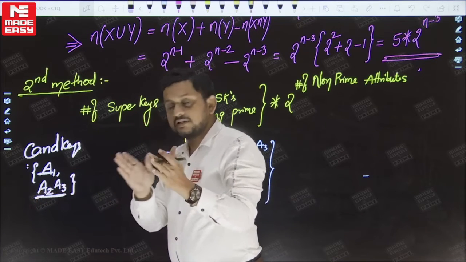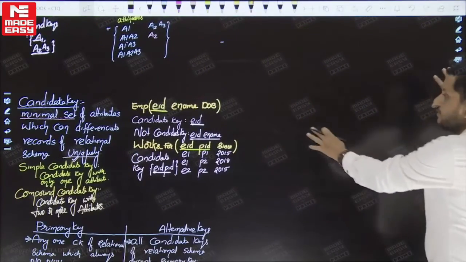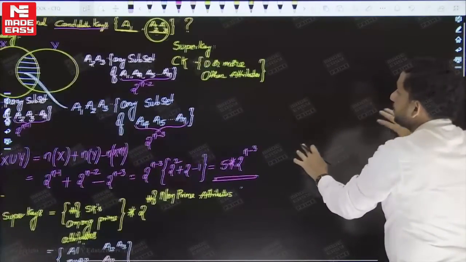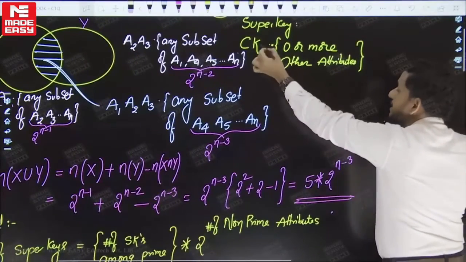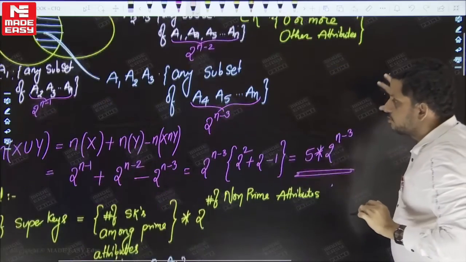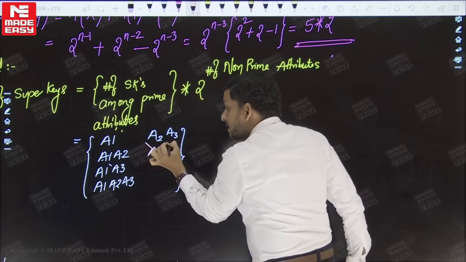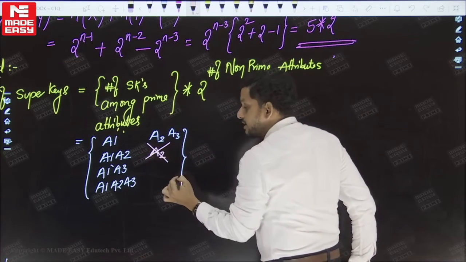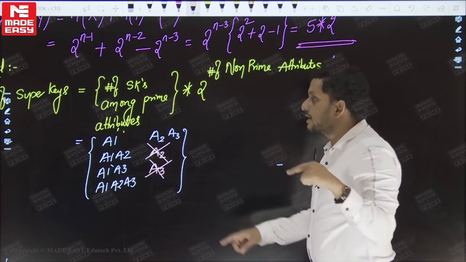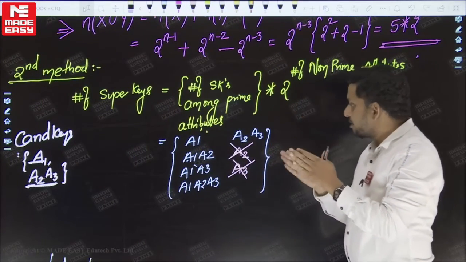So super key means, as we discussed earlier, it should have one complete candidate key with 0 or more other attributes. A2 is prime but not a super key because it's not a complete candidate key. A3 is prime but not a super key. A2, A3 is a super key because A2, A3 is also one of the candidate keys. So a super key should have a complete candidate key.